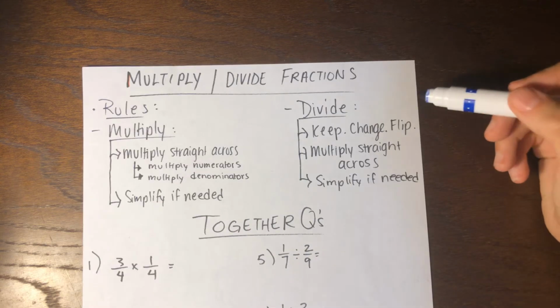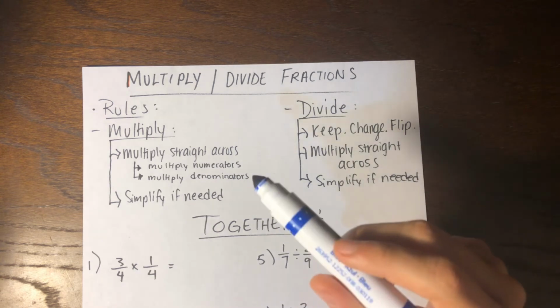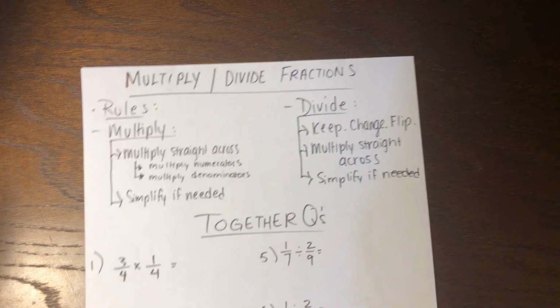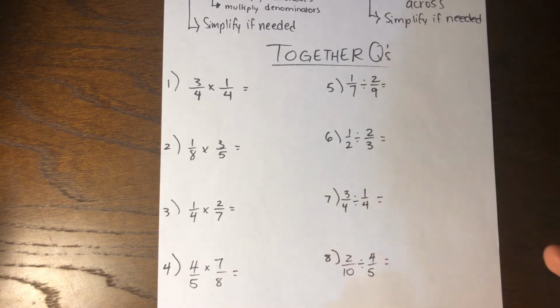For dividing, we're going to use the rule of keep, change, flip, multiply straight across, just like this, and then simplify if needed. Okay, let's do some questions together. So we're going to do all of the multiplication ones, and then we're going to get into the division. We'll be multiplying straight across and then simplifying if we need.